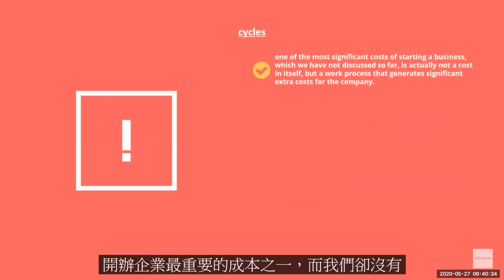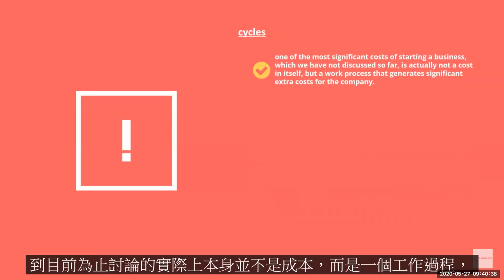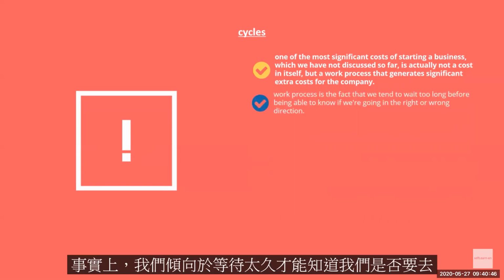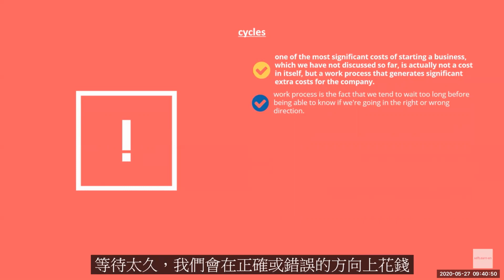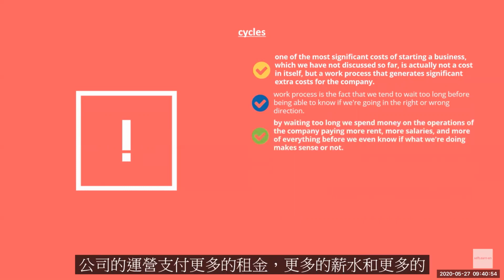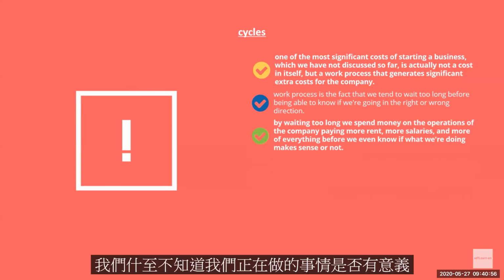One of the most significant costs of starting a business, which we have not discussed so far, is actually not a cost in itself, but a work process that generates significant extra costs for the company. This work process is the fact that we tend to wait too long before being able to know if we're going in the right or wrong direction. By waiting too long, we spend money on the operations of the company, paying more rent, more salaries, and more of everything before we even know if what we're doing makes sense or not.